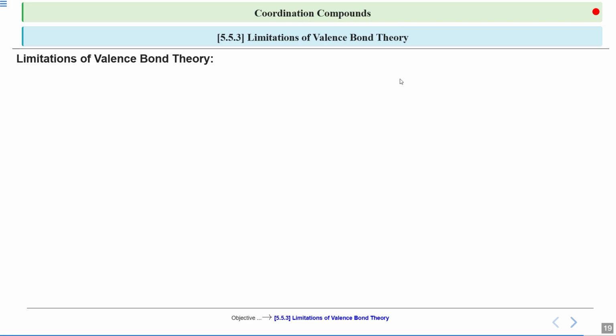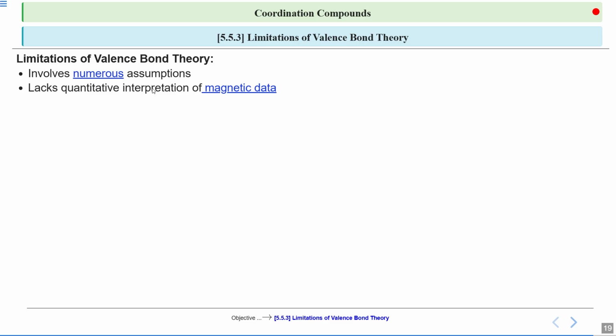Okay, let's move to our next section, that is 5.5.3, which is limitations of the valence bond theory. So let's see the limitations of valence bond theory one by one. The first limitation is that it involves numerous assumptions. Now in the valence bond theory we have so many assumptions. That means we are talking on the basis of assumptions more than on the basis of facts. So that is the first limitation.